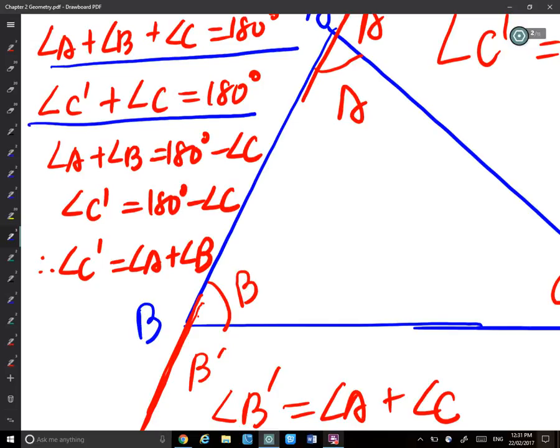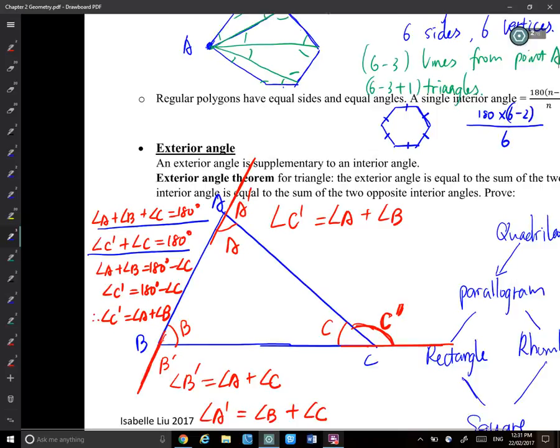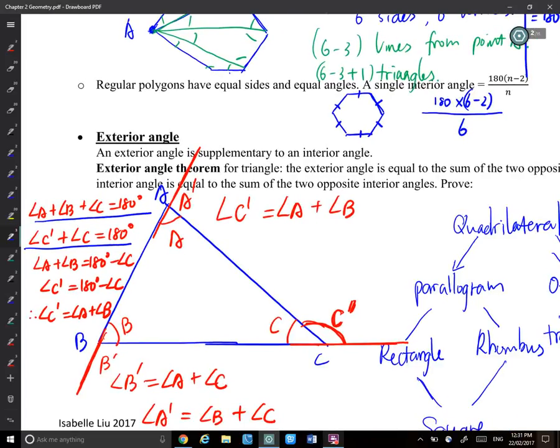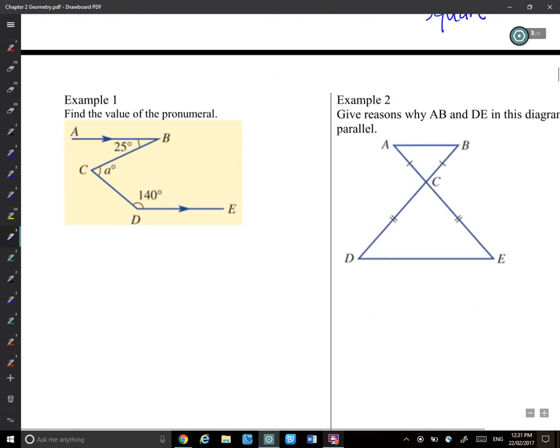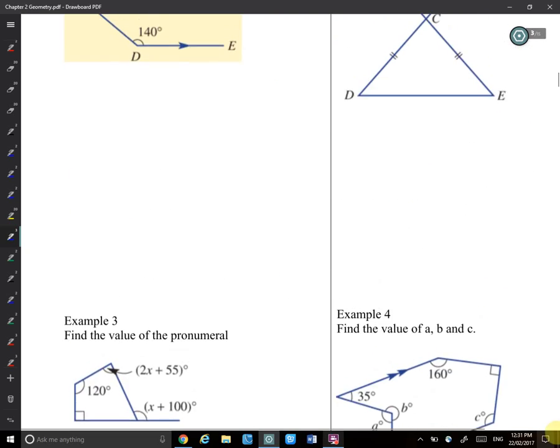Okay, any questions? No? Okay, if there are no questions, can we have a look at the examples below? Let's have a look at the examples below.